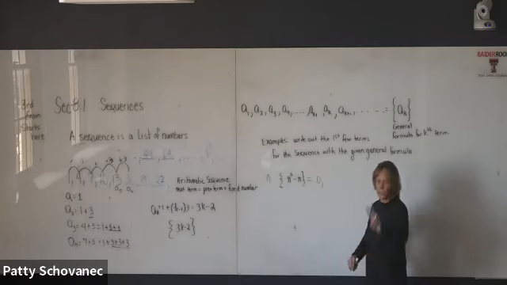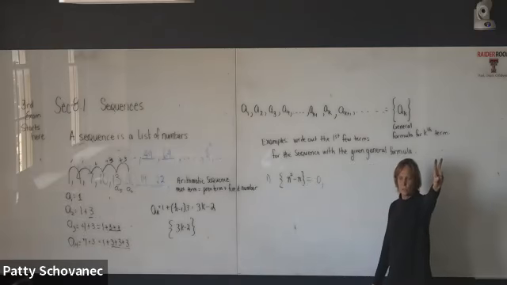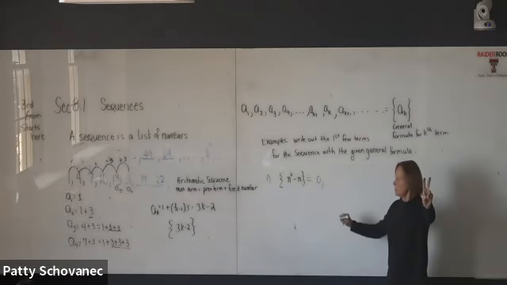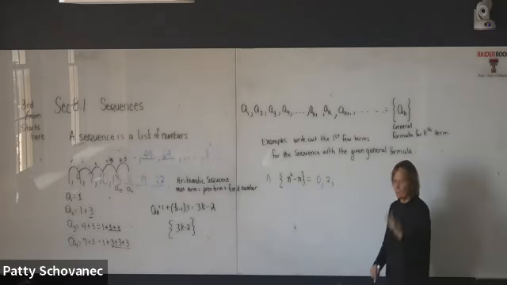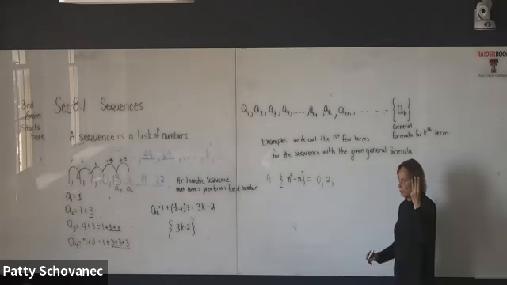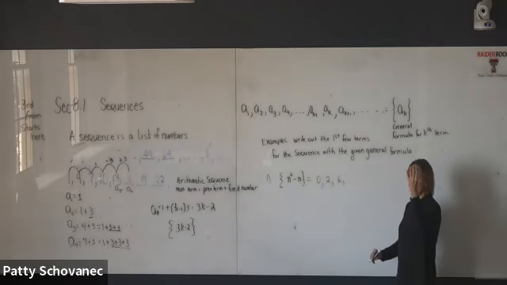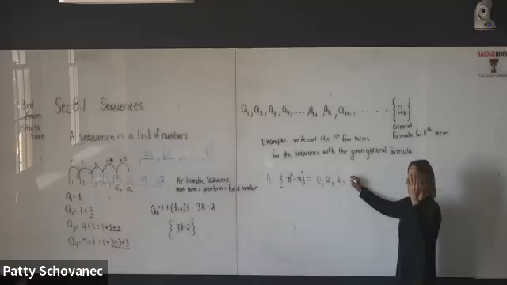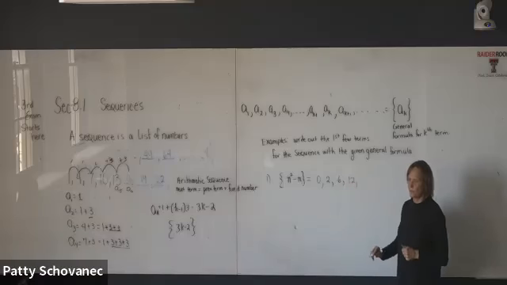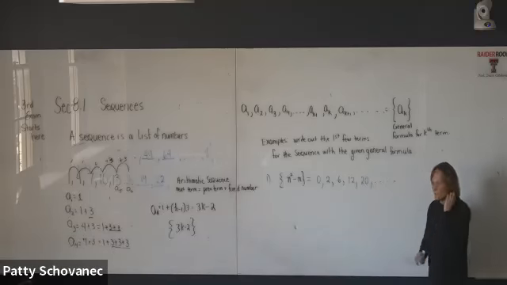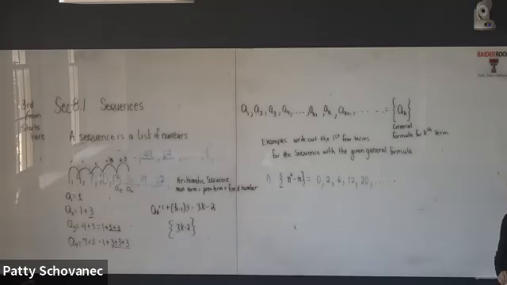All right, next one, n is going to be 2. 2 squared minus 2. Now n is 3. 3 squared minus 3. And now n is 4. 4 squared minus 4. Let's do one more. 5 squared minus 5. You know, the general formula works.